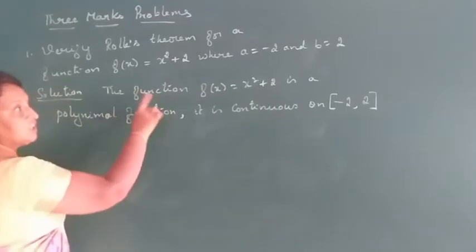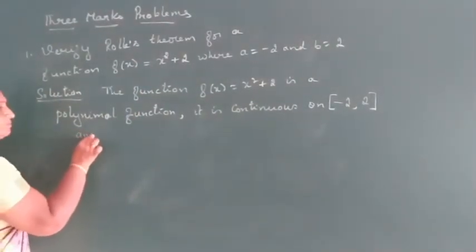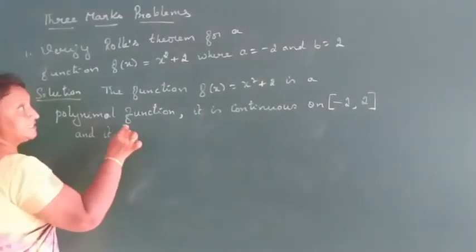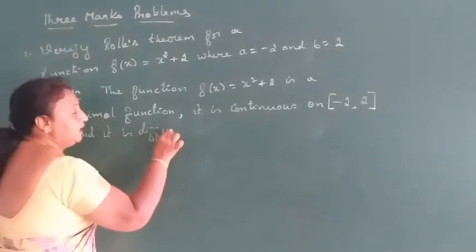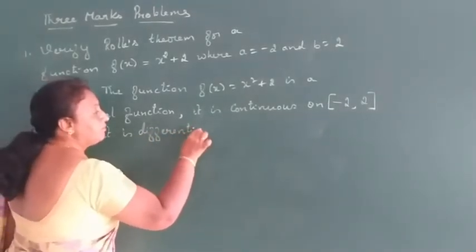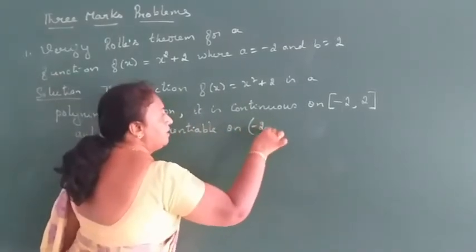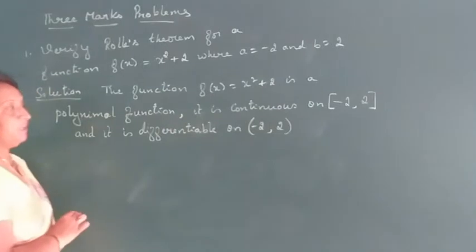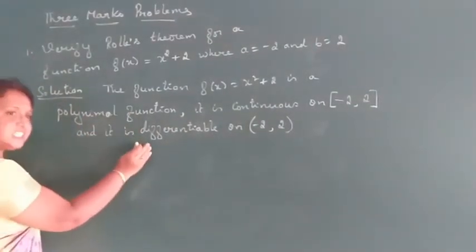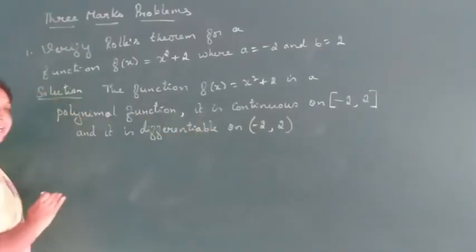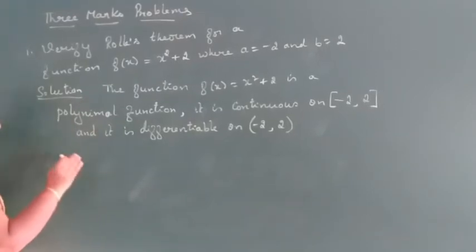So the given function is continuous on the closed interval [-2, 2], and it is a polynomial function, so it is also differentiable on the open interval (-2, 2). See, the conditions are satisfied: continuous, differentiable. Now, f of a equals f of b?